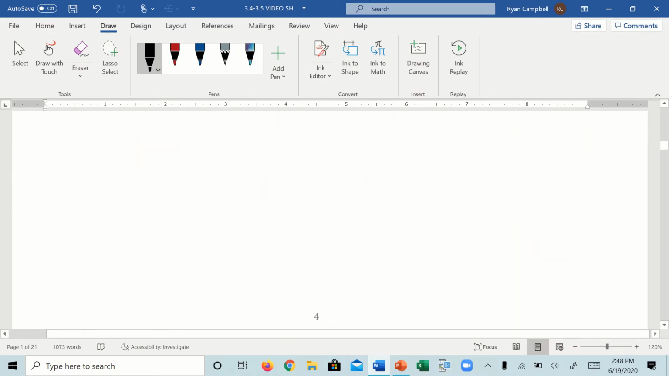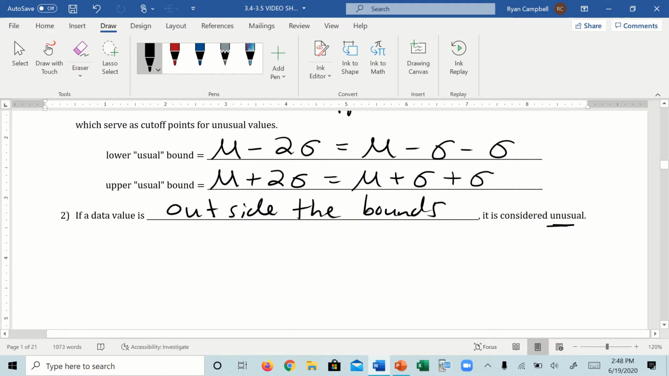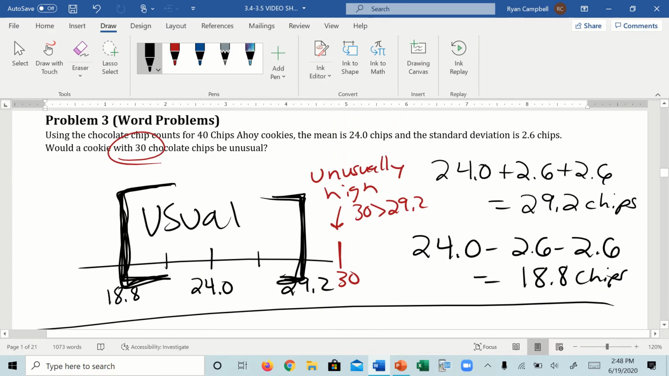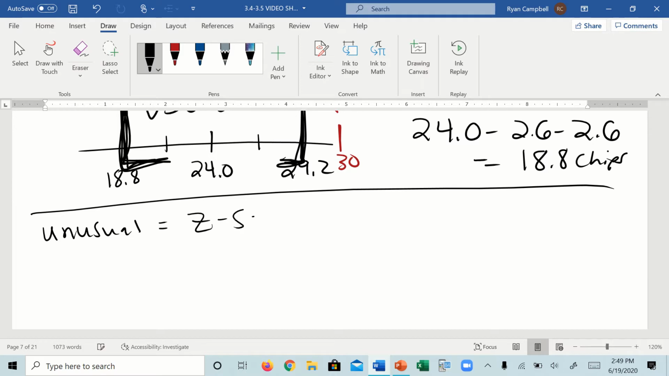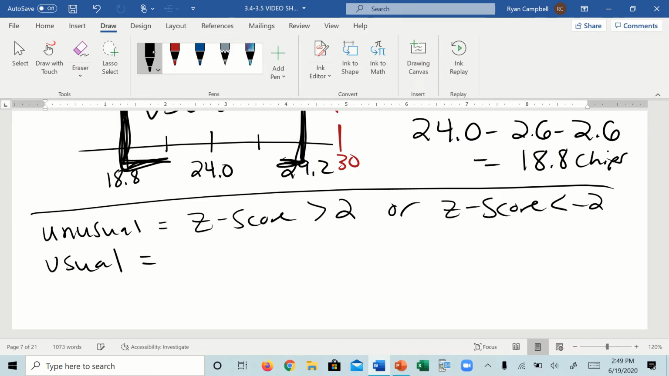So if we know that unusual is outside of 2 standard deviations, then if we have a z-score that's bigger than 2 or less than -2, we know that we have an unusual value, right? So another way to think about it is, unusual means that you have a z-score greater than 2, because that means you're more than 2 standard deviations away, or a z-score less than -2, because again, that means you're more than 2 standard deviations away on the other side. And then a usual value would mean that the z-score is between -2 and +2.